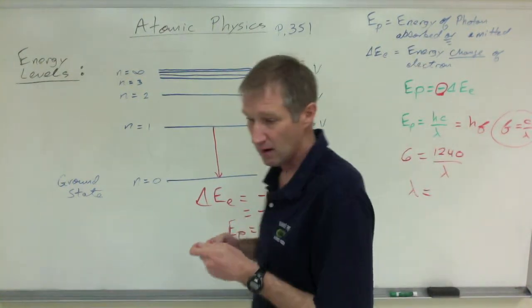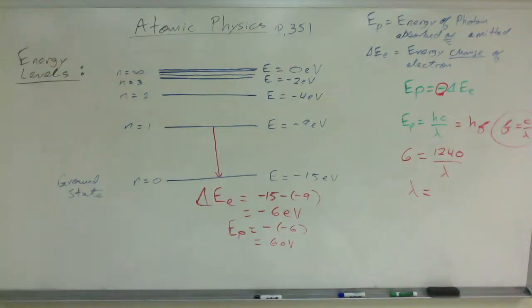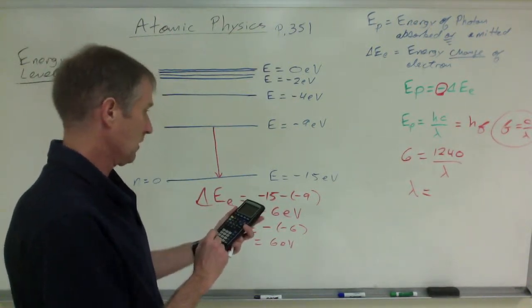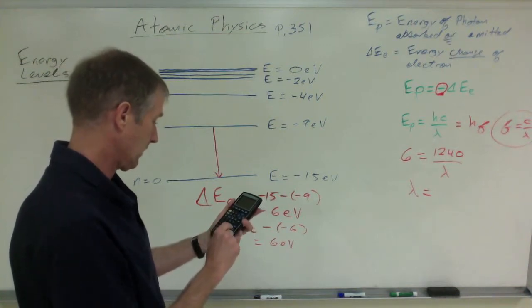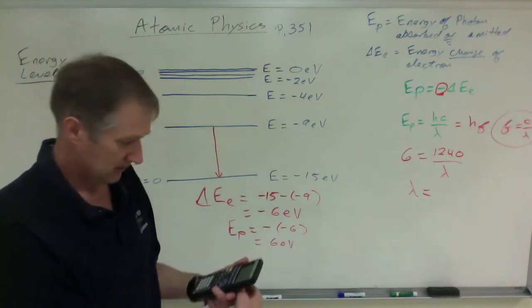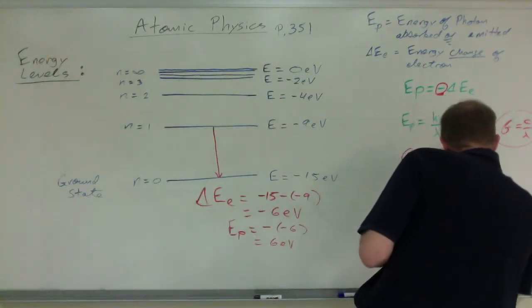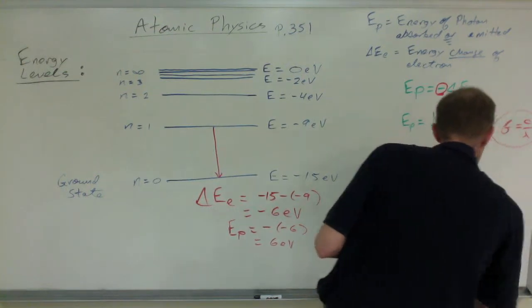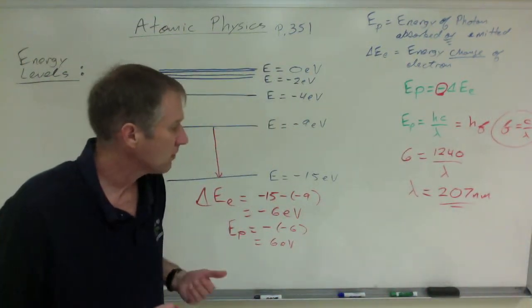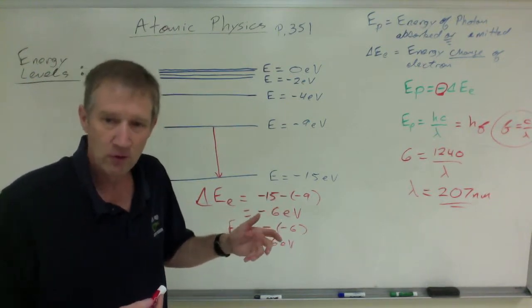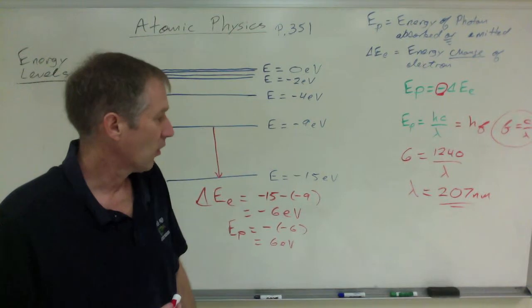So the wavelength of this, oh crumb, I don't have my calculator. An unprepared physics teacher, heaven forbid. So 1240 divided by 6 is 207 nanometers, which is shorter than visible. All right, visible light's around, violet ends at around 400 nanometers. So that's in the ultraviolet range.